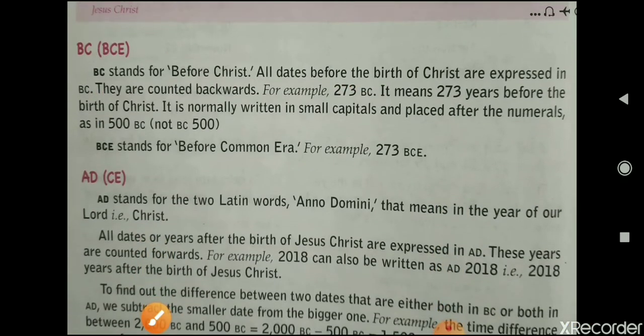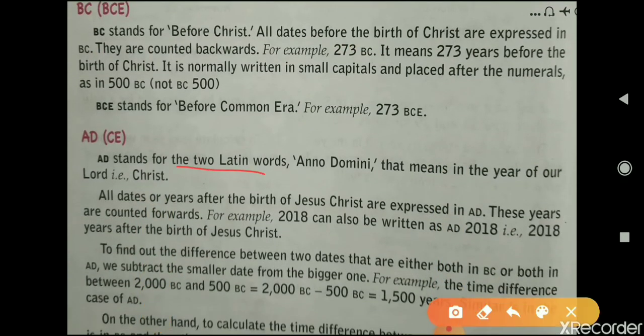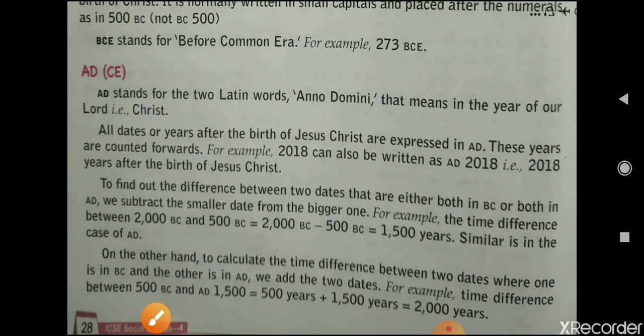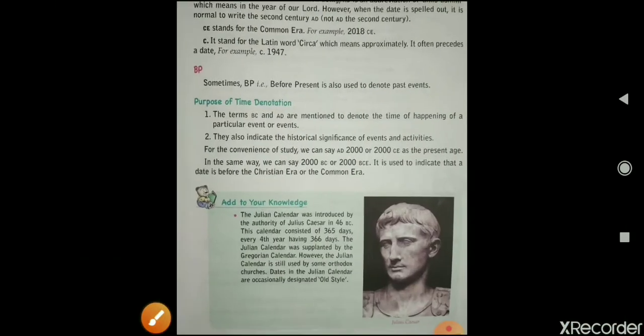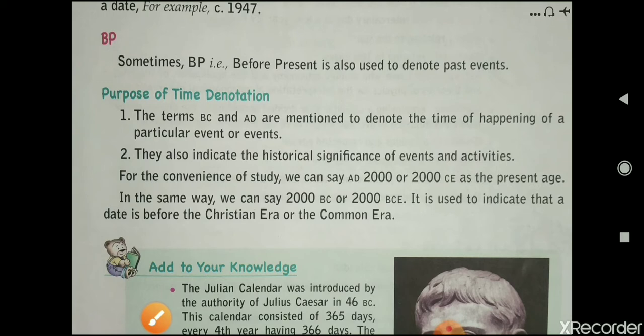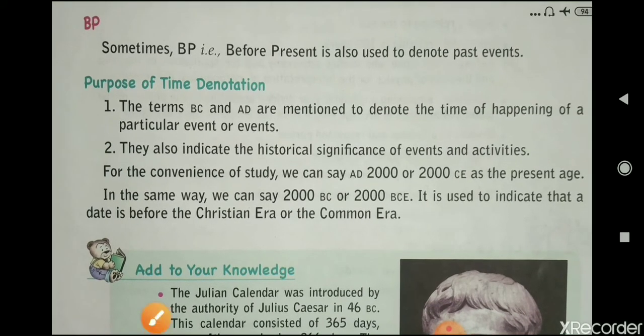Then AD stands for Anno Domini, which is a Latin word. That means in the year of our Lord, that is Christ. So all the dates or years after the birth of Jesus Christ are expressed in AD. Then we saw what BP is. BP stands for before present, and is also used to denote past events.